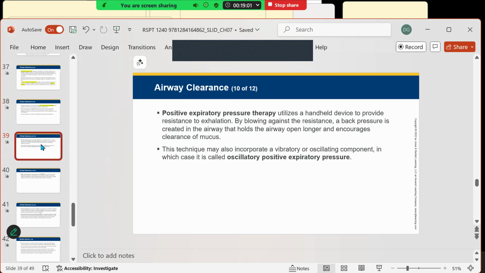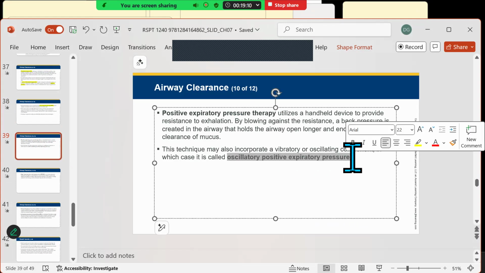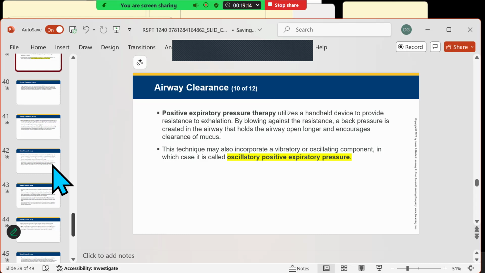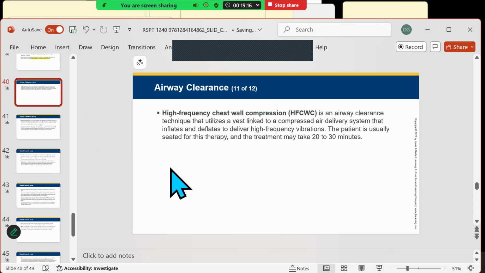And there we go. Positive pressure therapy is sometimes also used. We use a handheld vibratory device called oscillatory positive expiratory pressure. We've got lots of tricks that you'll learn to loosen up these secretions and get them out for patients.